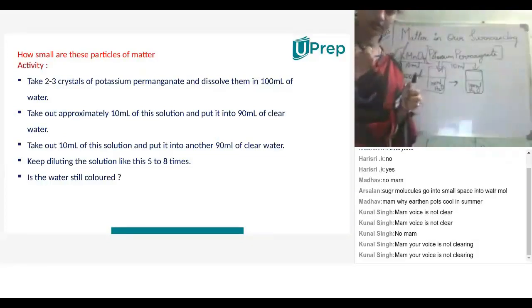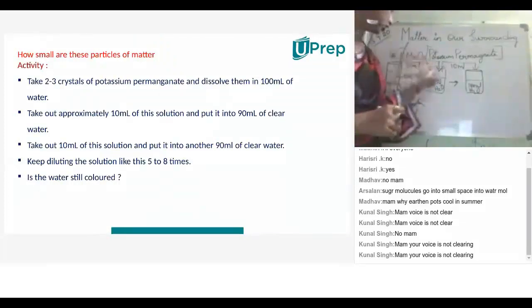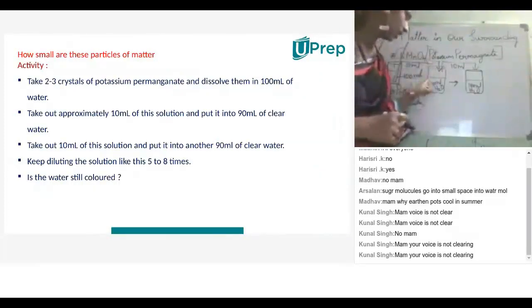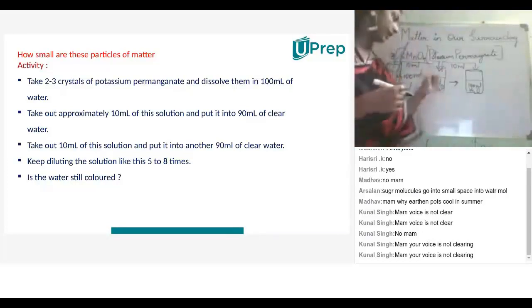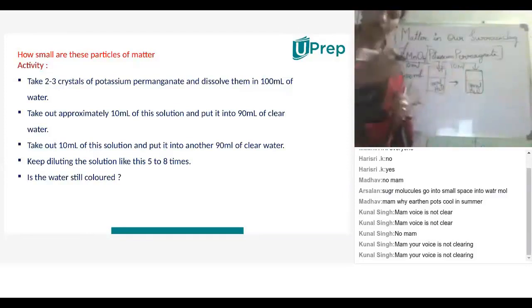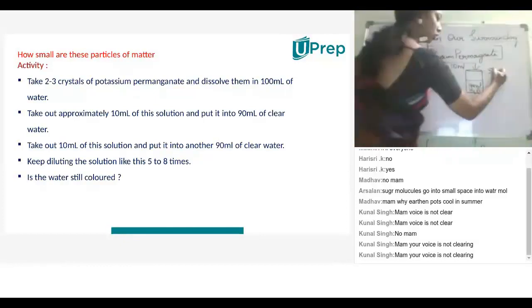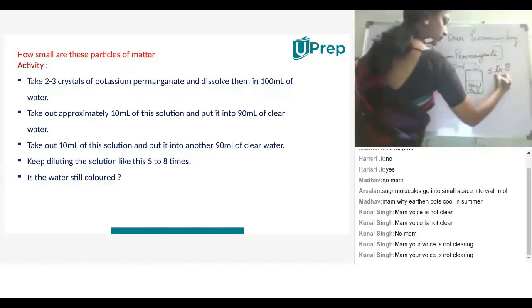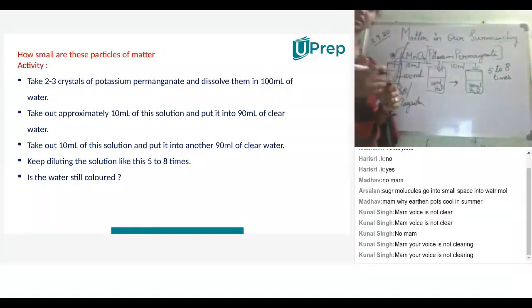Yes, ma'am. Okay. So here, 10 ml of solution from the first beaker to the second beaker. Again we dilute it, mix it with the glass rod, and again take 10 ml from the second beaker to the third beaker and dilute it. What will you observe? Repeat the experiment 5 to 8 times. How many times, children? 5 to 8 times, or 5 to 6 times. Repeat the experiment. So what did you observe? By doing this activity, what did you observe?